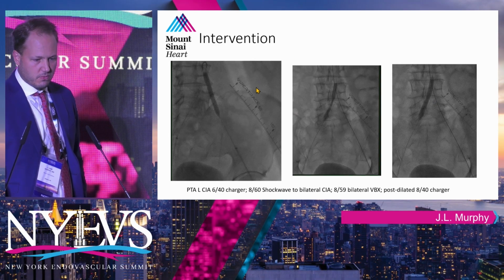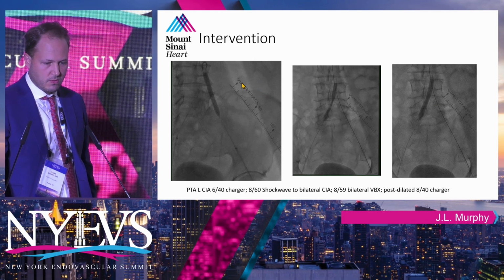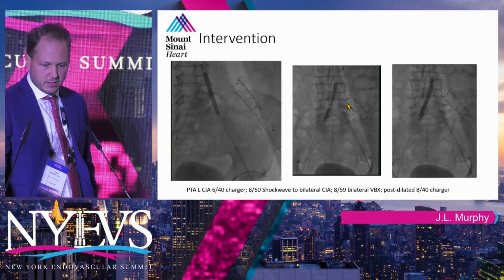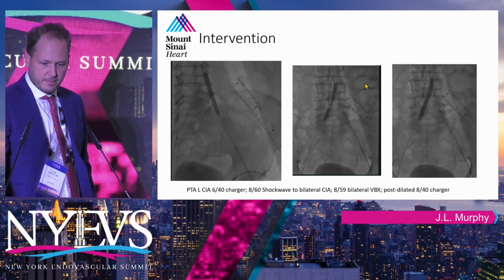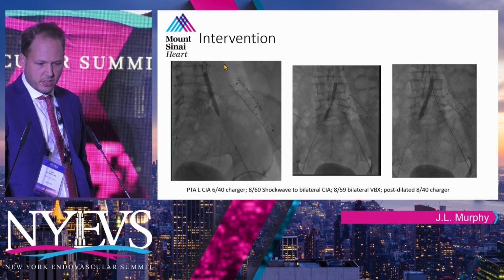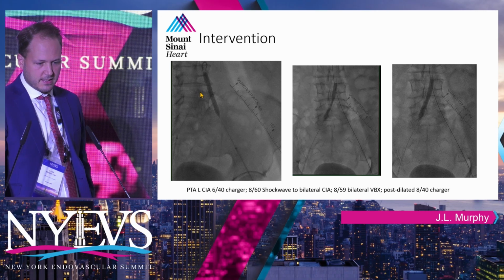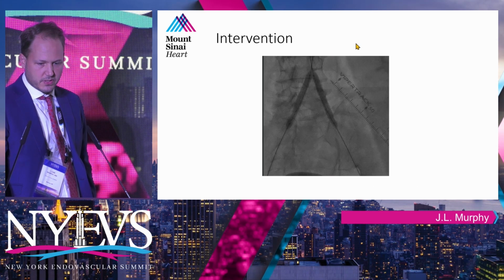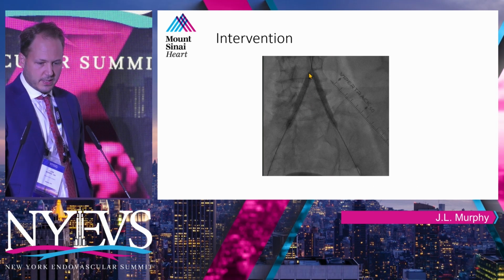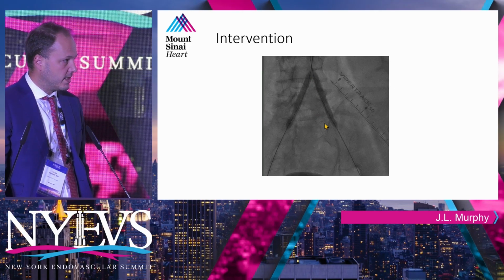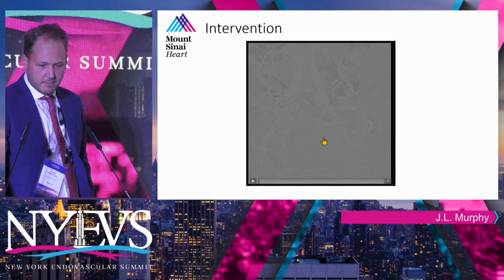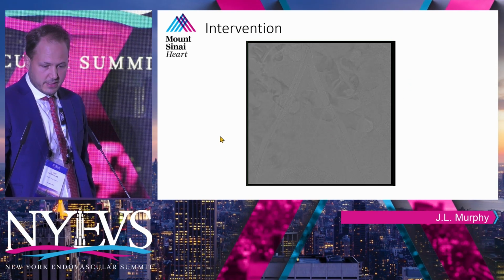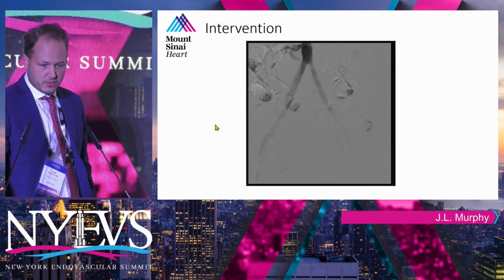And I will just quickly go through what we did in this case. So we did a PTA. We IVL'd both limbs here. And when we took a picture of the right common iliac, we decided that the more proximal stenosis really was significant. So we ended up doing kissing stents with 2 8.0 VBXs and got a very, very satisfying result here.